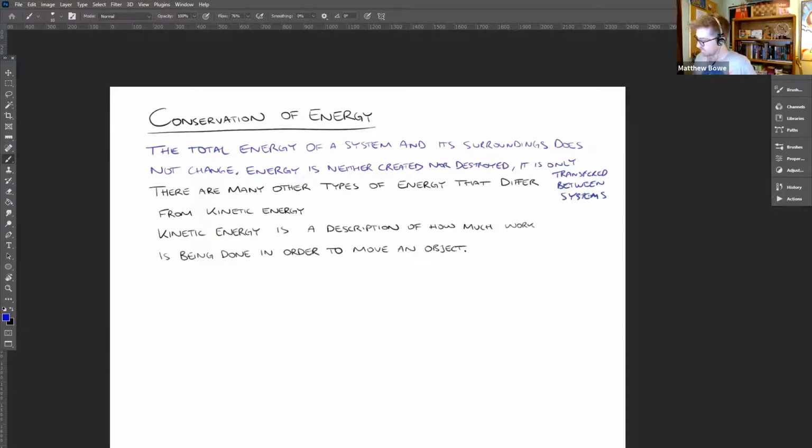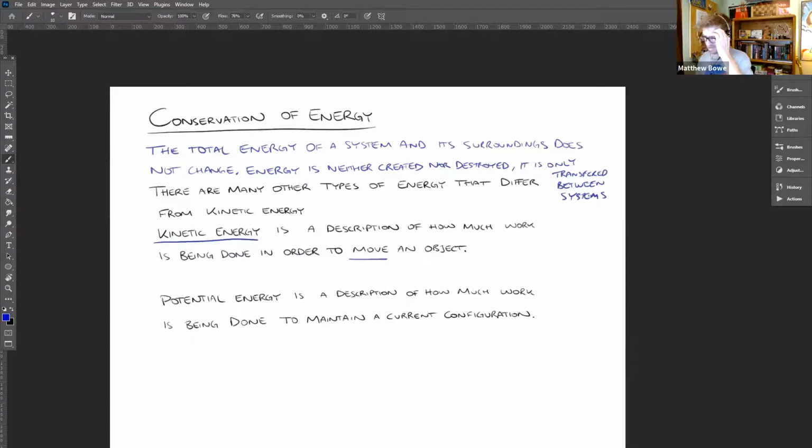Kinetic energy we've already covered pretty thoroughly now. Kinetic energy is pretty much how you can describe an object in motion. A description of how much work is being done in order to move an object. So this is like measuring the object's mass and its velocity, seeing its energy that way. There is a different type of energy called potential energy.